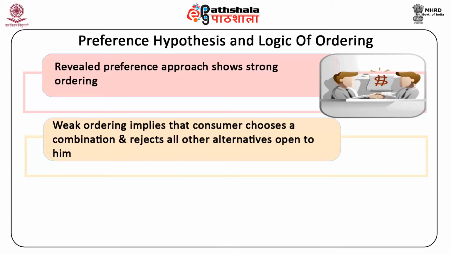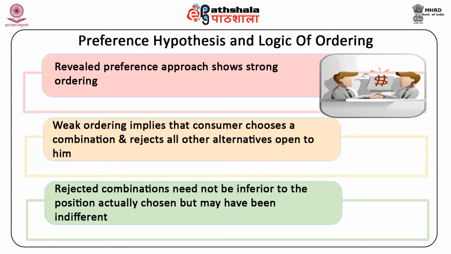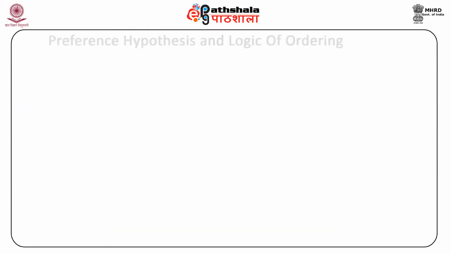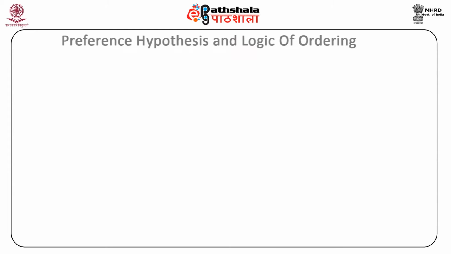Weak ordering implies that when the consumer chooses a combination and rejects all other alternatives open to him, the rejected combinations need not be inferior to the position actually chosen but may have been indifferent to it. The strong and weak ordering is shown in the figure.